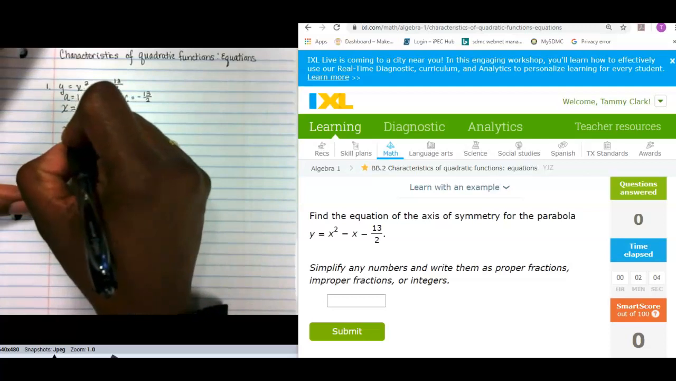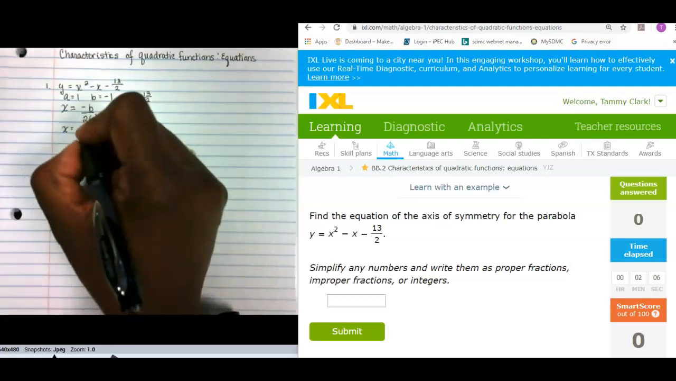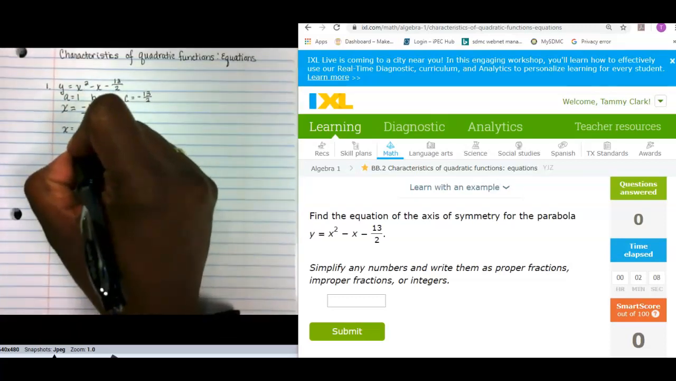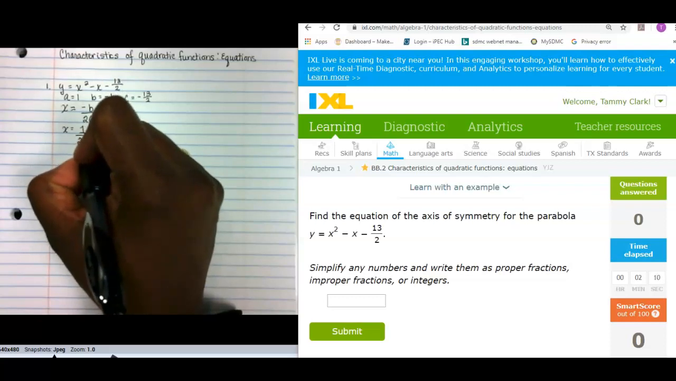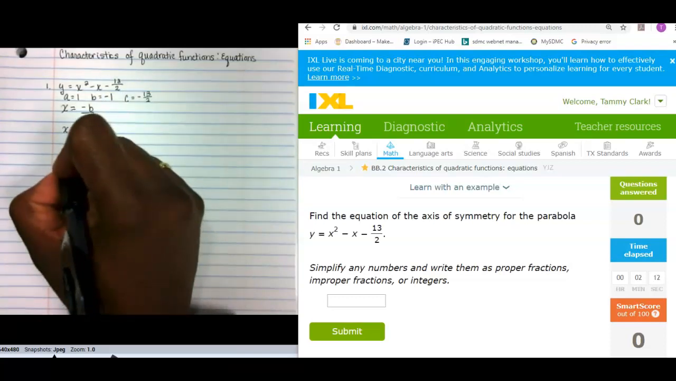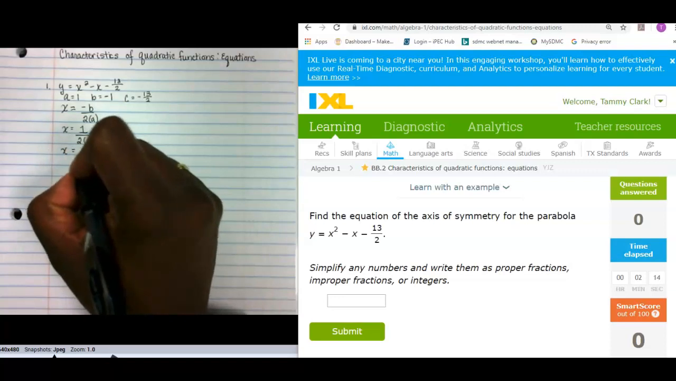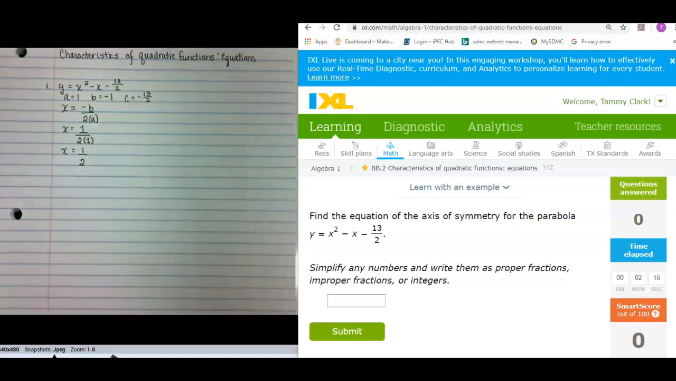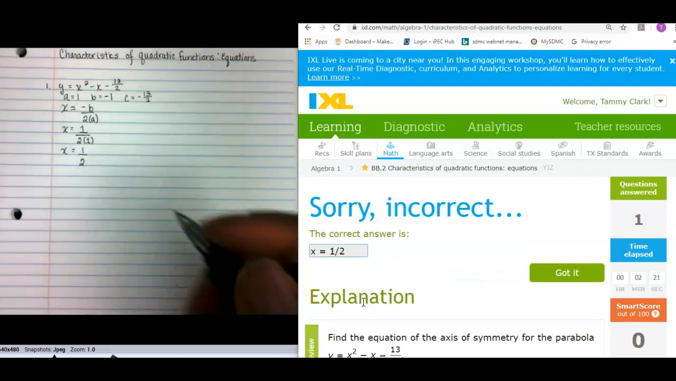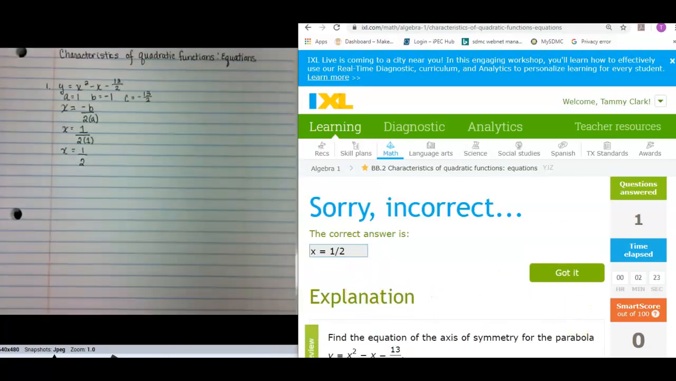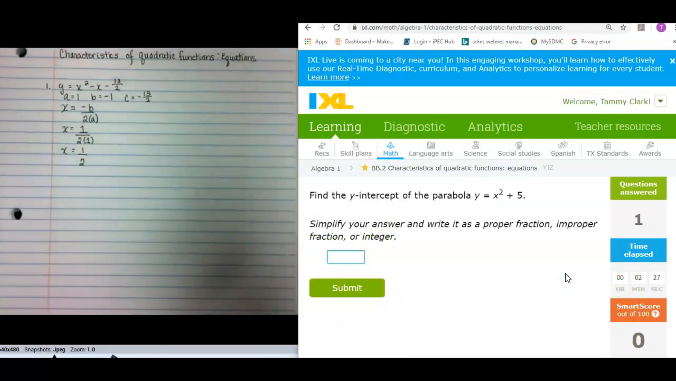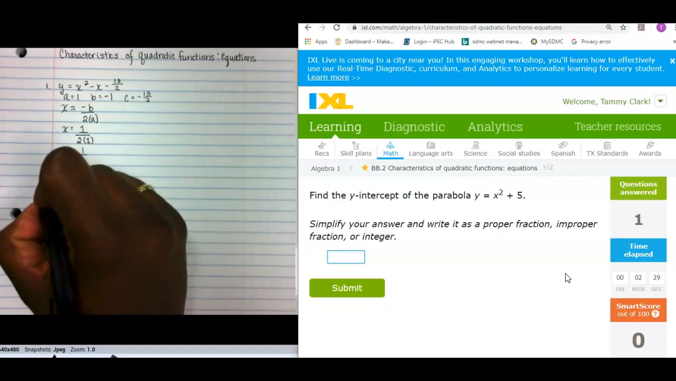So here we're just going to substitute our values. B is -1, so the opposite of that would be 1. And then 2 times 1. So our axis of symmetry would just be 1 over 2. Oh, I forgot the x equals. We'll move on. It's okay for you to see me make a mistake.